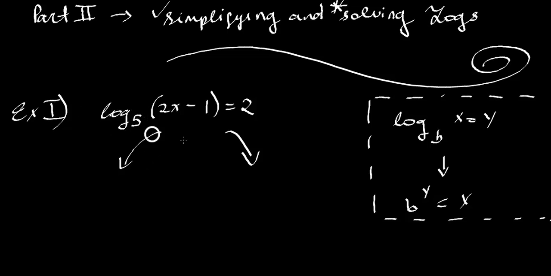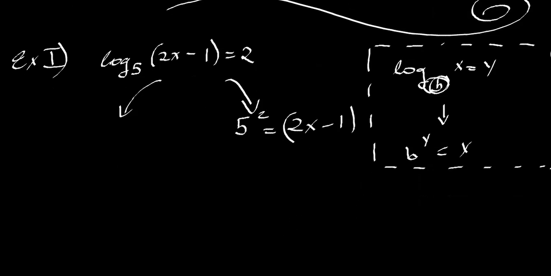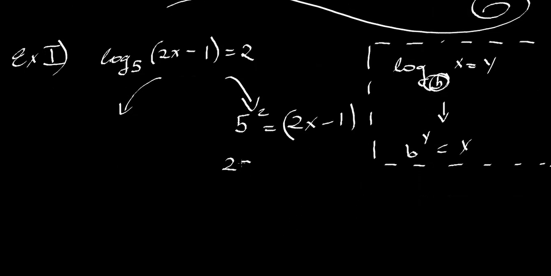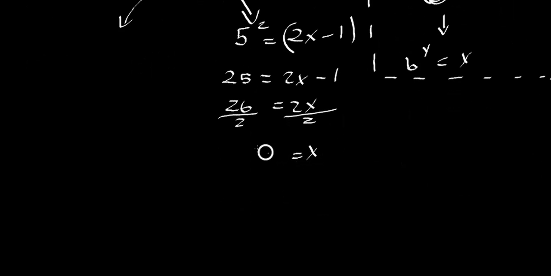So if we do that, we get the base. The base is the base of the log, which is 5, and then the y is your answer, equals this. I don't really need the brackets, okay. And if we do solve this, we get 25 equals 2x minus 1. If we bring the 1 over, we get 26 equals 2x. Divide by 2 on both sides, and you will get x equaling 13.